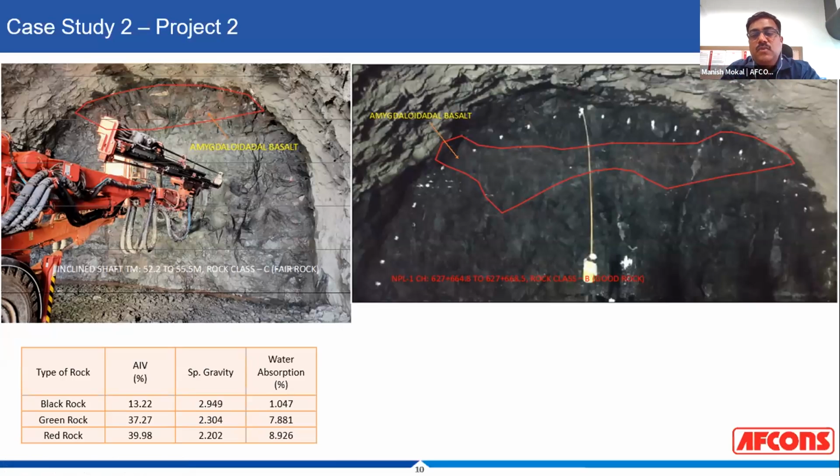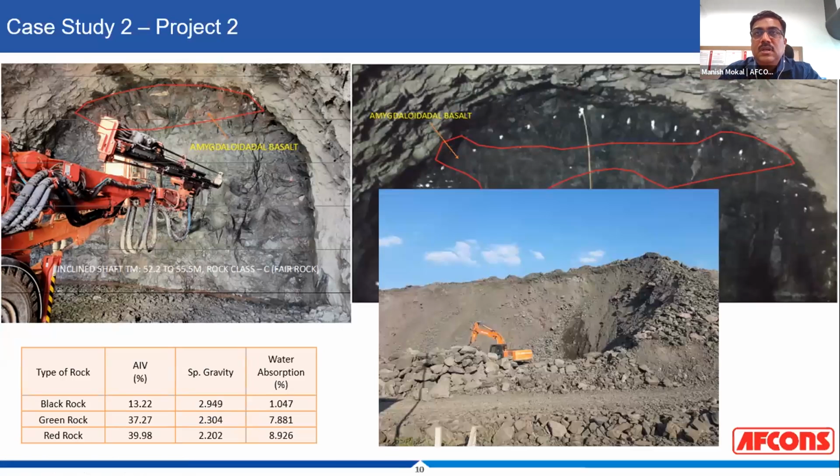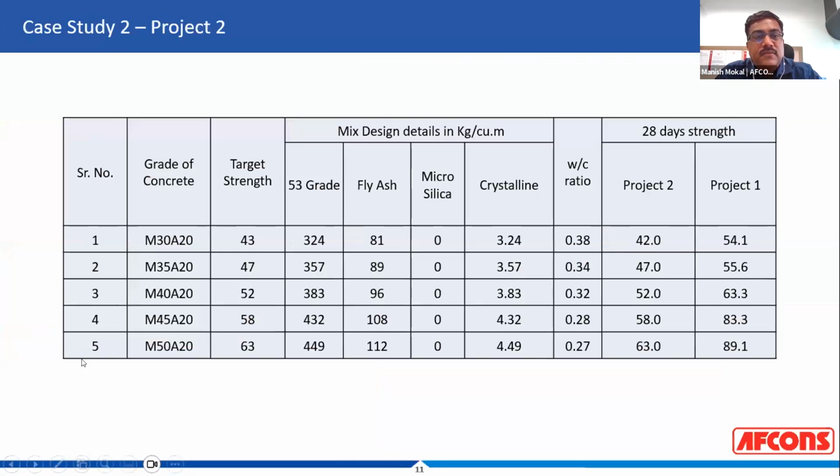Now the entire rock was coming together as one single muck material, and it was going in for crushing and for production of concrete. So now when we designed various grades of concrete from M30 to M50, project 2, these are the strengths that we were getting, and we had to use very high cement contents in this project.